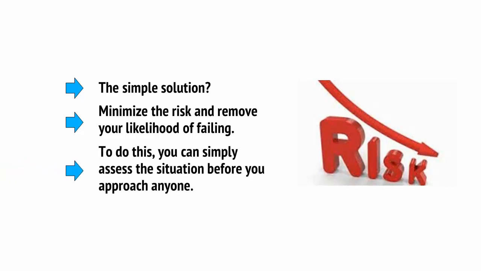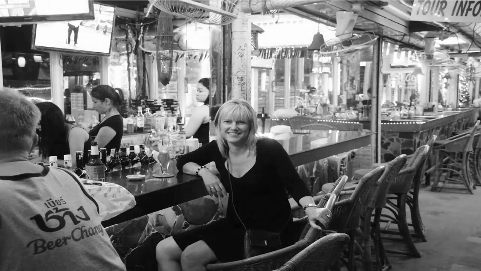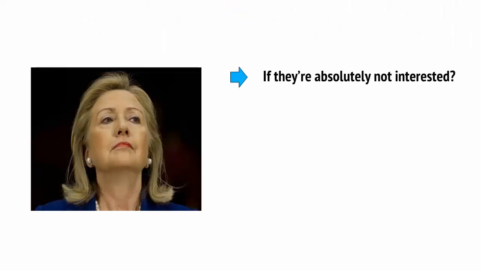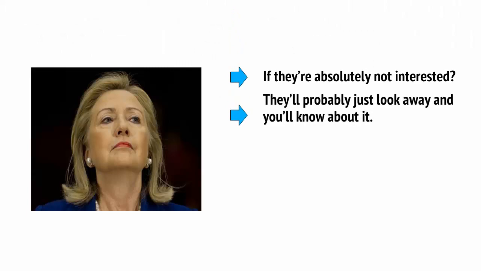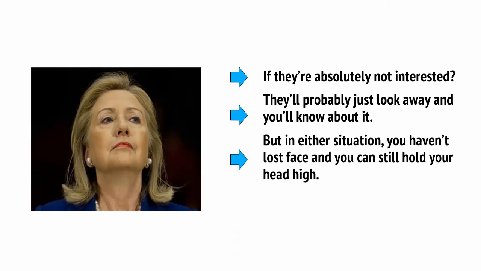To do this, you can simply assess the situation before you approach anyone. So hang back away from the bar and chat with friends. As you do, look around the place for people you're interested in, and if you see someone, smile at them while making eye contact. If they're interested, then you can bet they're going to smile back. And if they're absolutely not interested, well, they'll probably just look away and you'll know about it. But in either situation, you haven't lost face and you can still hold your head high. There's nothing to be afraid of.